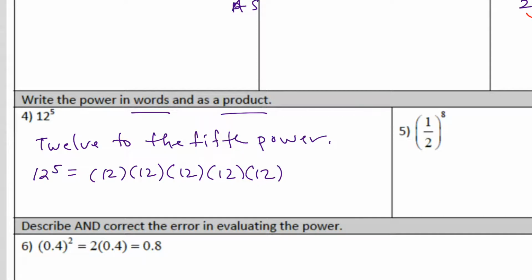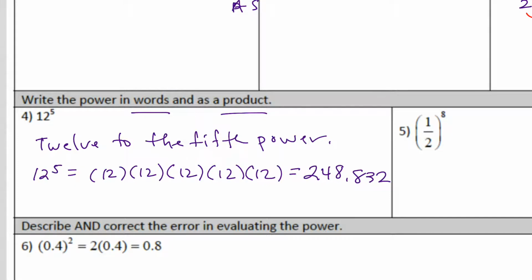Okay, now I don't know this off the top of my head, but if I were to multiply here, I'm going to get my calculator here, 12 times 12 times 12 times 12 times 12. I lost myself. Oops, I'm going to clear this all. I'm going to do it again. Okay, you should get 248,832. That's what I mean by a product.